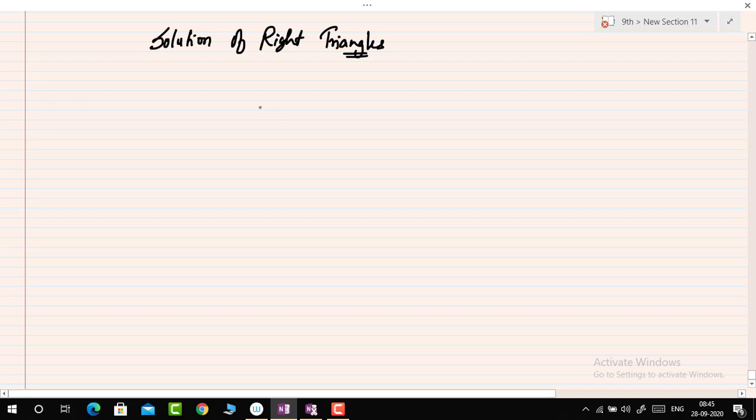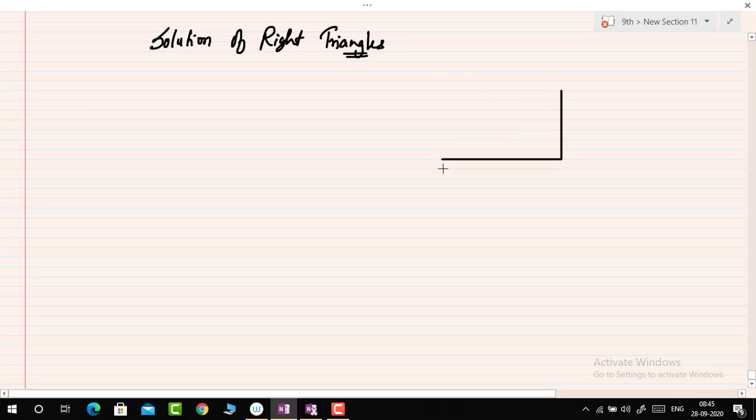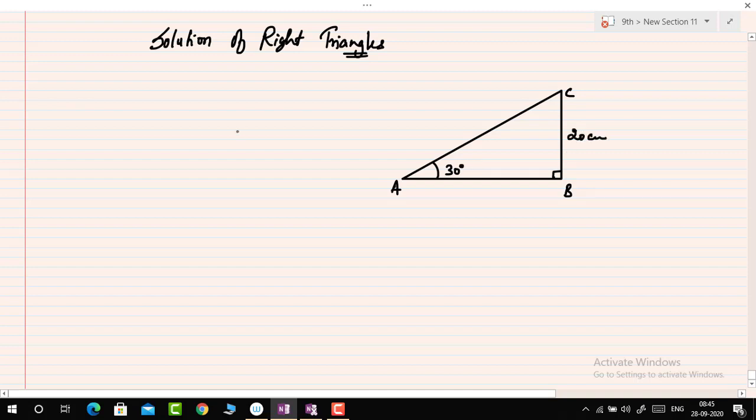So in this chapter basically you will be given some triangles. Like the triangle can be right angle. Like this is a triangle. So the triangle is right angle, it is having 90 degree here. It is marked ABC. So this angle is 30 degree and here the side is 20 centimeter. So we need to find the length of AB.